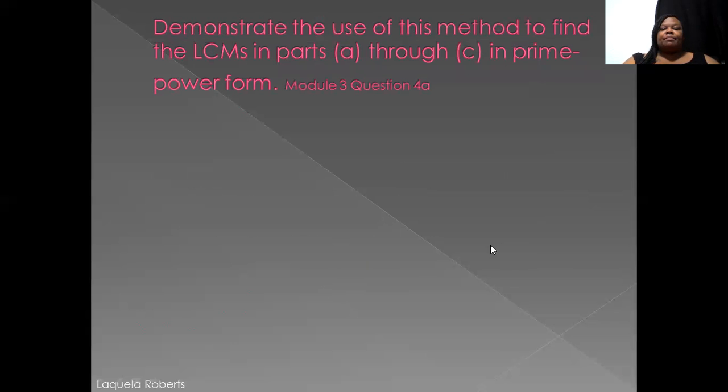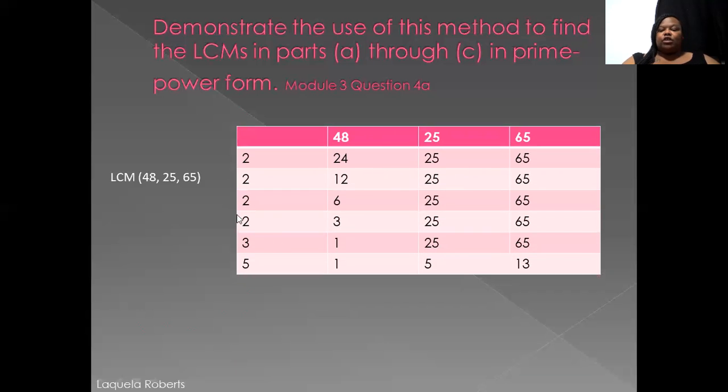Demonstrate the use of the method to find the lowest common multiples in parts A through C in prime power form. Question 4A gives us the lowest common multiple of 48, 25, and 65. We have our table here with our numbers. 48 divided by 2 gives us 24. 24 divided by 2 gives us 12. 12 divided by 2 gives us 6. 6 divided by 2 gives us 3. 3 divided by 3 gives us 1. And of course, 5 gives us 1. Bring that down.